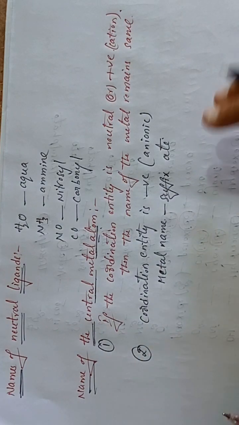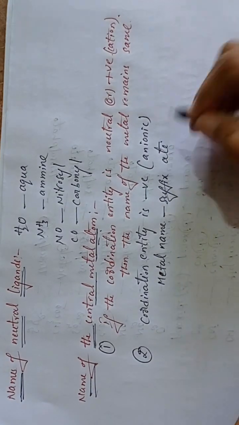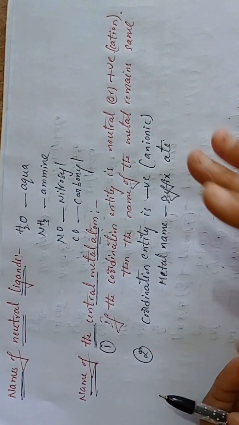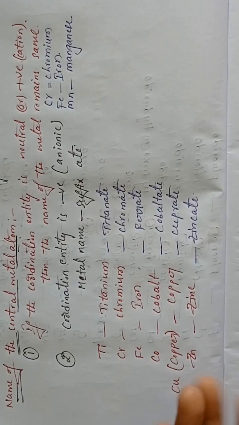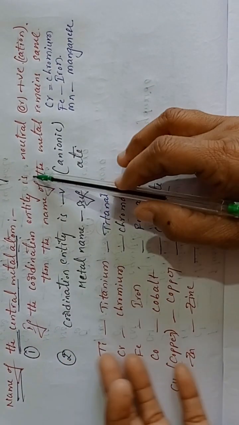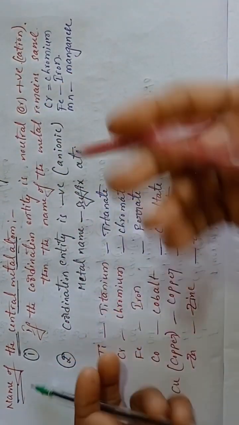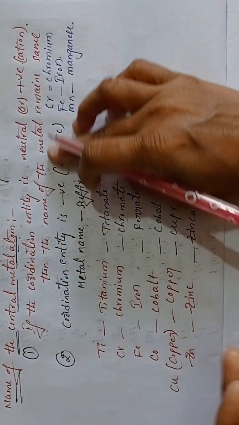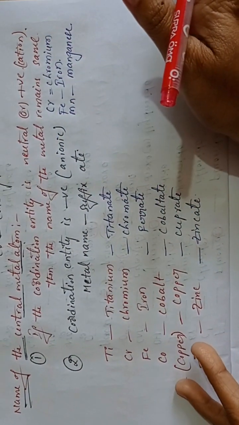Suffix -ate we have to add to the metal name. Okay, the suffix should be added. So these two points you have to remember, students, when you're writing the central metal atom. If the coordination entity is neutral or positive, the name of the metal remains the same. We should not change anything. The name of the metal as it is will be there.